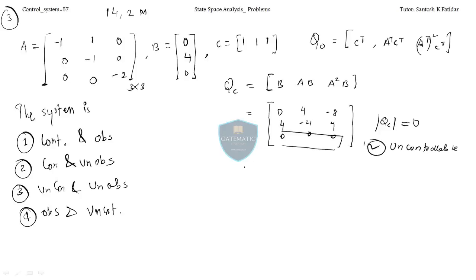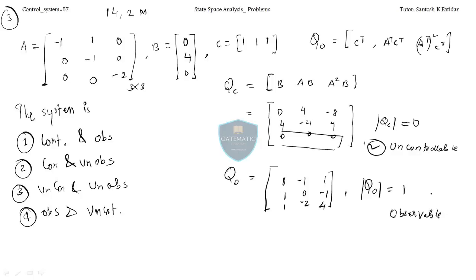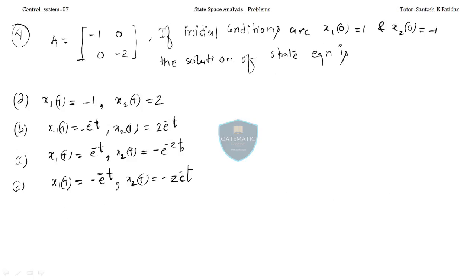Uncontrollable, okay. Now let's find out observability. When you solve this for observability, what you will get here is this. Let's find the determinant of this matrix. You will get 1, so this is not equal to 0, so this is observable. So the answer is, it's observable but uncontrollable. Okay, so this is your answer. Very easy question.